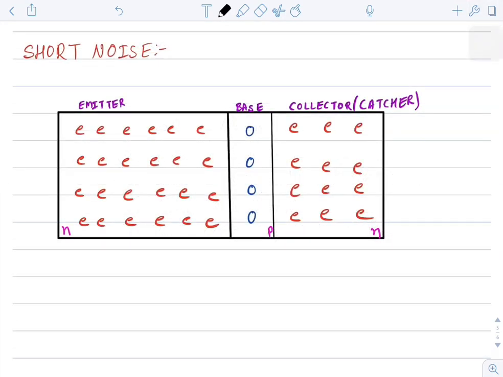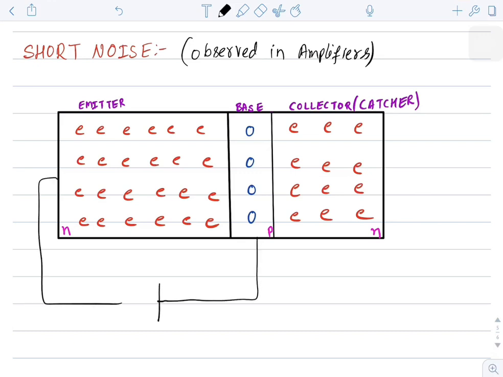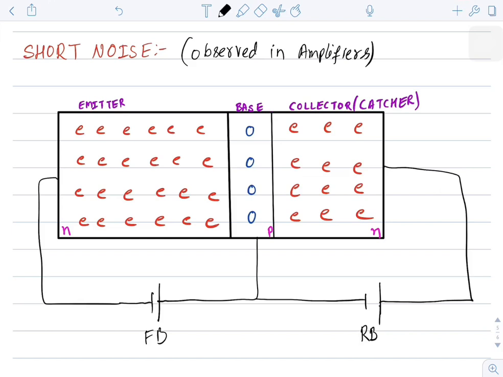Shot noise. The shot noise is generally observed in amplifiers. In order to explain this concept, I am going to take an NPN transistor which is connected in common base configuration. That means base emitter junction is in forward bias condition and base collector junction is in reverse bias condition. If emitter base junction is forward biased and collector base junction is reverse biased, this transistor will be available in active region. Now I can use this as an amplifier.